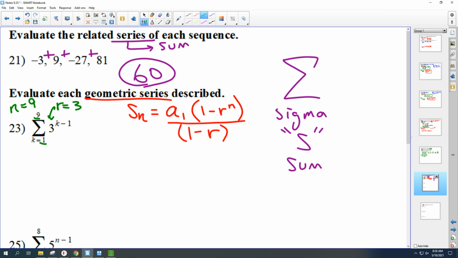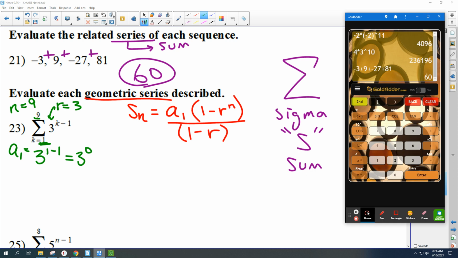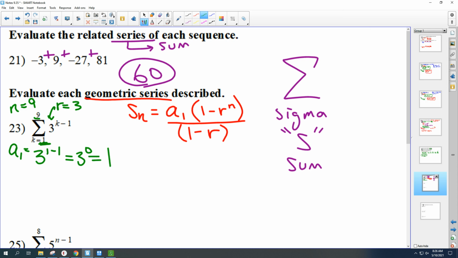Now A1 is not as obvious. A1 is what you get when you plug in this first number. Remember from last time. Last time we had to do A1 and An. This time we just need A1. A1 is what you get when you plug in this first number. So 3 to the 1 minus 1. That's 3 to the 0. Remember, anything to the 0 power. You should know this. 3 to the 0 is 1. Anything to the 0 power is 1. So we can see A1 is 1.